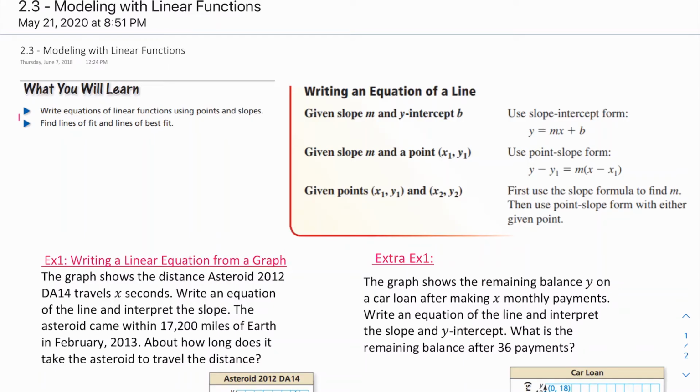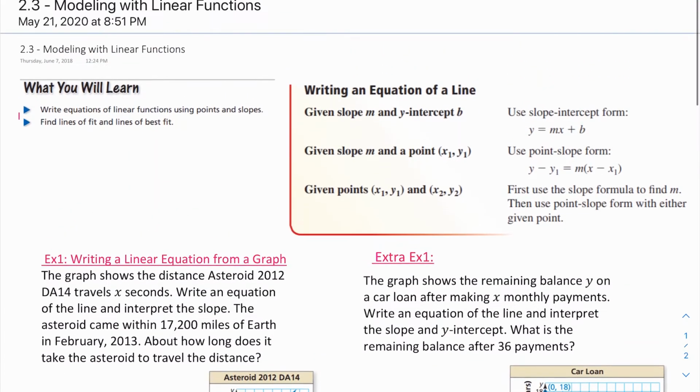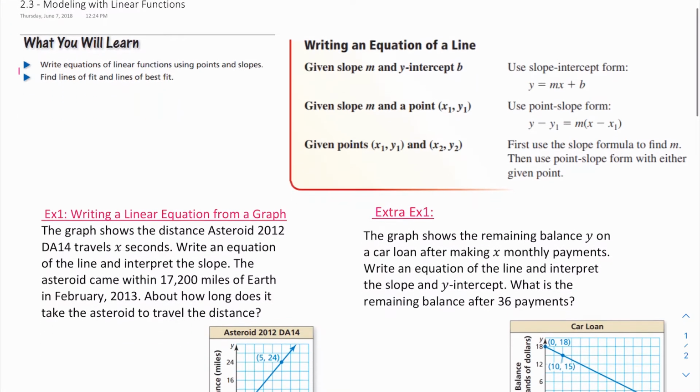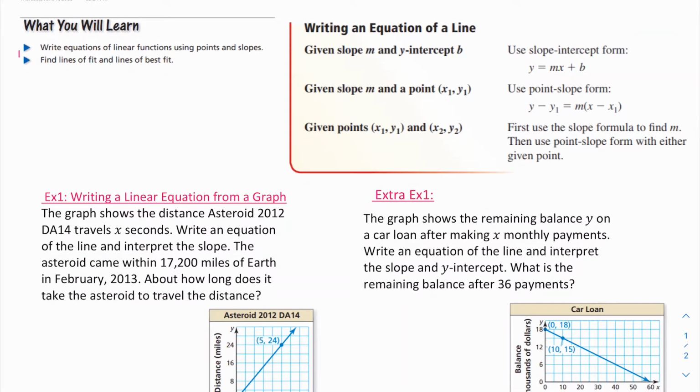Okay, in this video, we are going to be writing equations of linear functions. They're going to give you a graph most likely, in most of these, not all of them. And then you will write an equation of a line, a linear function, and you will interpret it to see what it means and what it looks like and what the numbers mean in the problem.